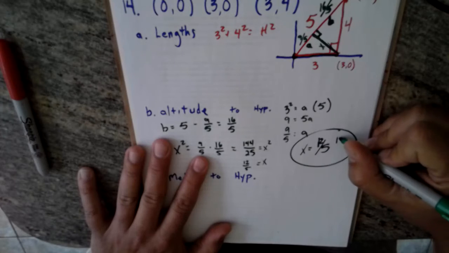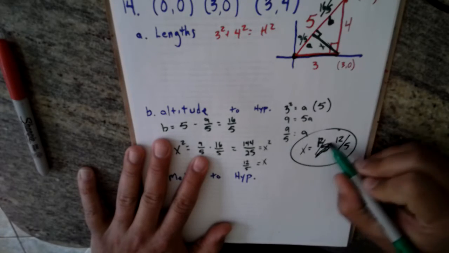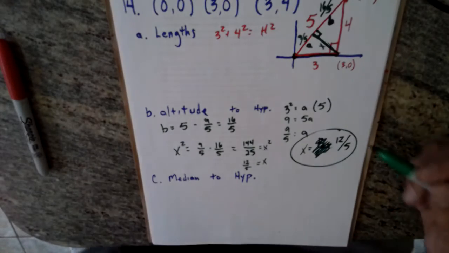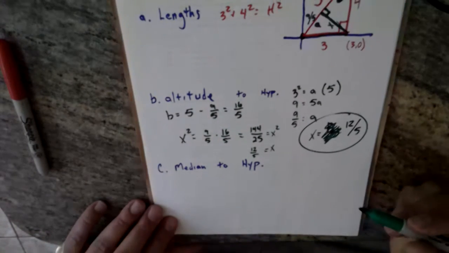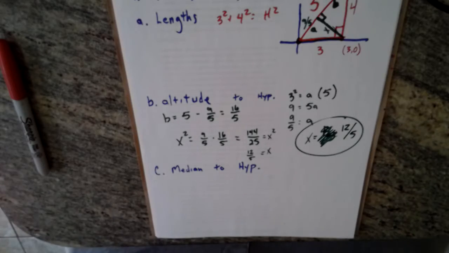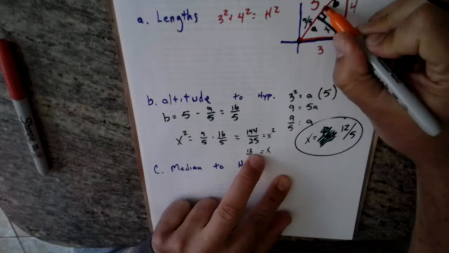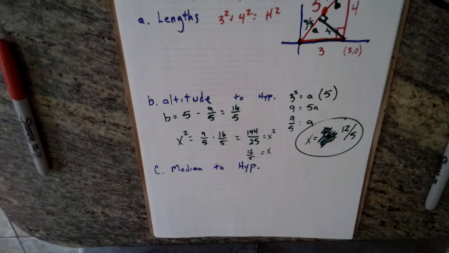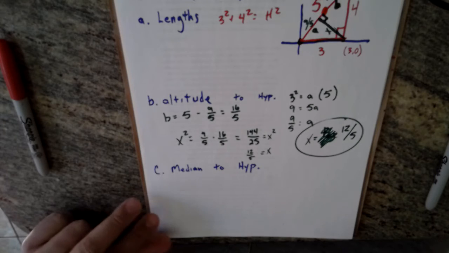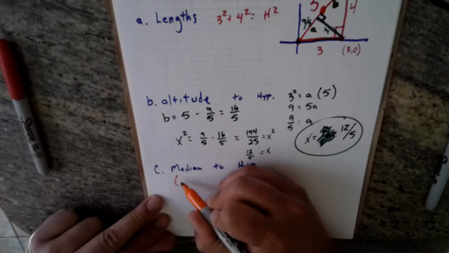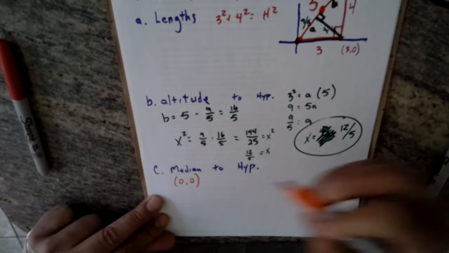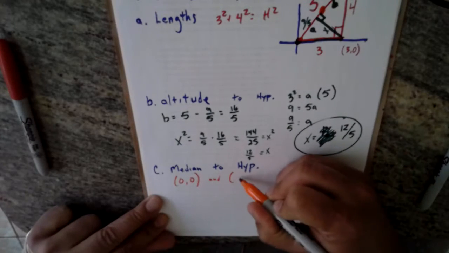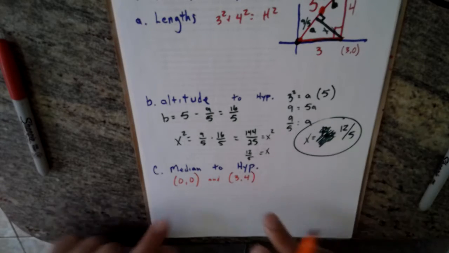Notice, sorry, this says 12/5. Okay. Notice we had to use things from previous chapters. That happens a lot in geometry. That's what I like about it. Now, find the median. To find the median, we need to find the midpoint. What's the midpoint between (0, 0) and (3, 4)? Well, we just find the average.